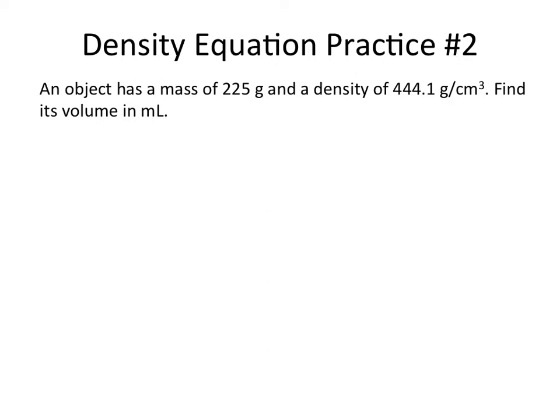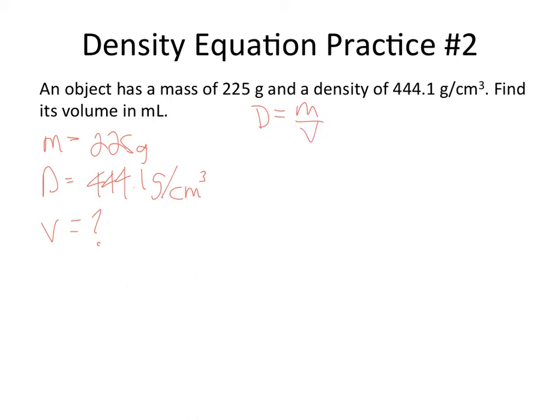Once again, guys, we want to first write out what we've been given. We've been given a mass of 225 grams. We've been given a density of 444.1 grams per centimeter cubed. And volume is the thing that we are solving for. So notice in this case, guys, the density equals mass over volume equation is going to need to be manipulated to solve for the variable that we're actually looking to solve for. I want you guys to make sure that you are manipulating the equation before you plug any numbers in.